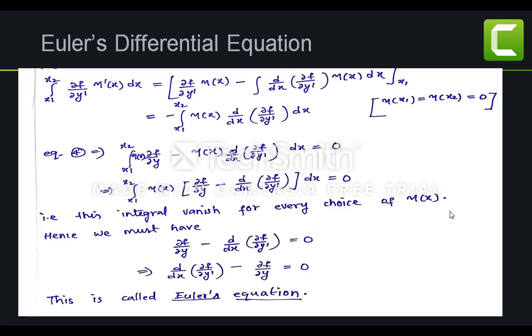Now this integral must vanish for every choice of η(x). We can take any value for η(x), and in all cases this integral must vanish. This is possible only when ∂f/∂y minus d/dx of ∂f/∂y' is equal to 0, which means that d/dx of ∂f/∂y' minus ∂f/∂y equal to 0. This equation is called Euler's equation. This is a very important equation. This Euler's equation is a differential equation for an extremal. So we have to remember this equation.